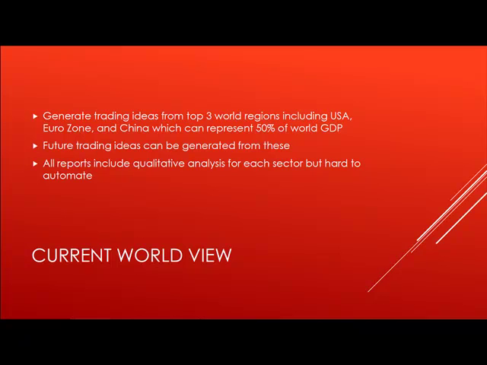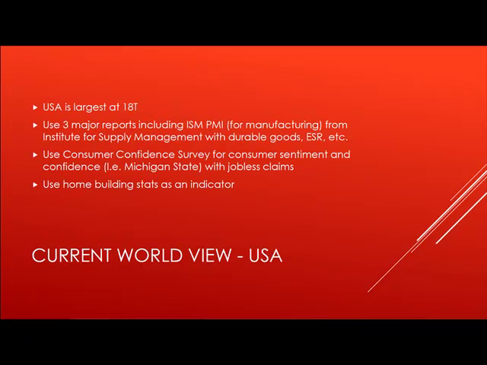First, we need to generate trading ideas from the top three world regions, including the USA, Eurozone, and China, which represent over 50% of the world GDP. From these, trading ideas can be generated. All these reports include qualitative analysis for each sector, but that is hard to automate. So let's first talk about the US. The US is the largest at around 18 trillion of GDP.